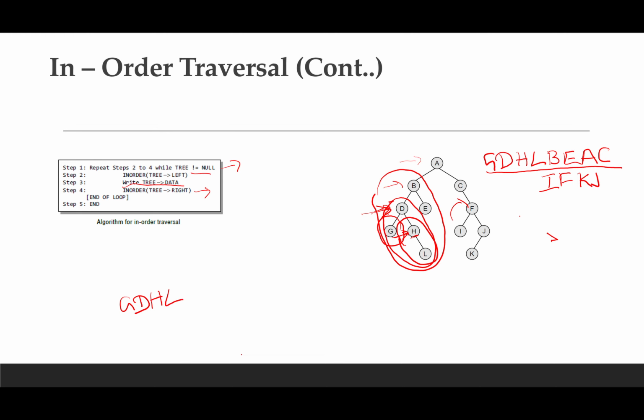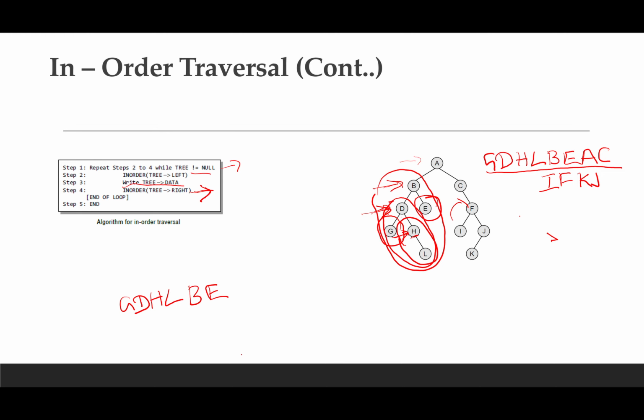Then again we have to call, now we are here and we have to write the tree->data, so it is B. Then it will call inorder(tree->right). So here it is tree->right. Okay. Then it will check for the left. It doesn't have the left. So it will write tree->data. It is E. Then it will call inorder(tree->right). It doesn't have a right side and it doesn't have any child.